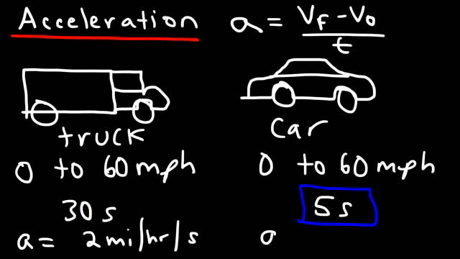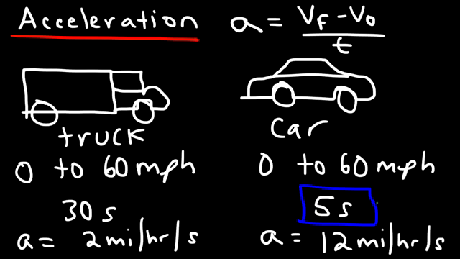Now, the acceleration of the sports car: the change in velocity is 60 miles per hour, divided by 5 seconds. 60 divided by 5 is 12. So it's 12 miles per hour per second.